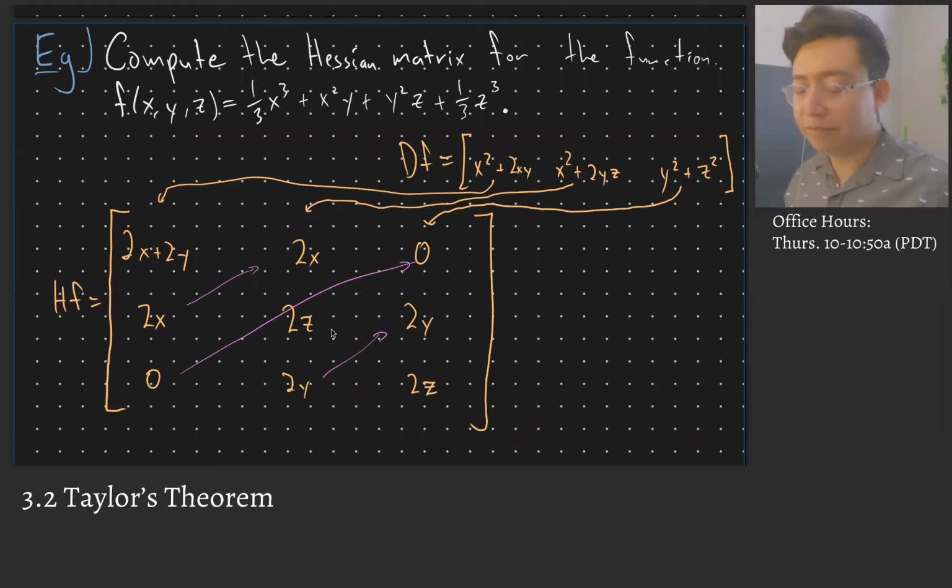Cool. And if you've taken linear algebra classes, you know that we call this a symmetric matrix. There's a lot to be said about symmetric matrices, and it turns out that it makes our lives a lot easier when we go to define a second derivative test.